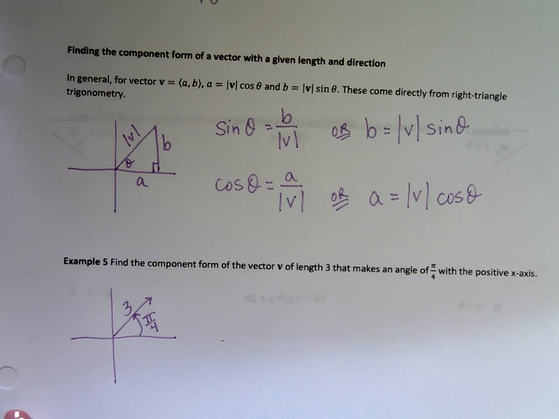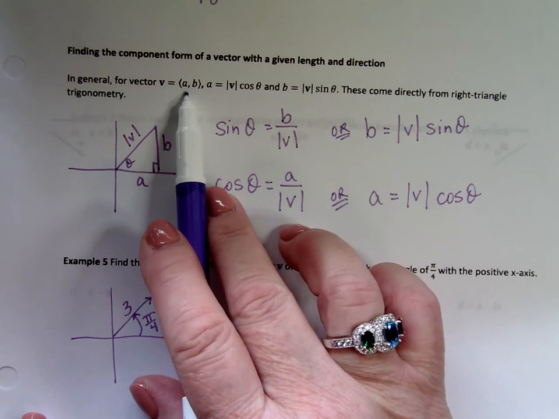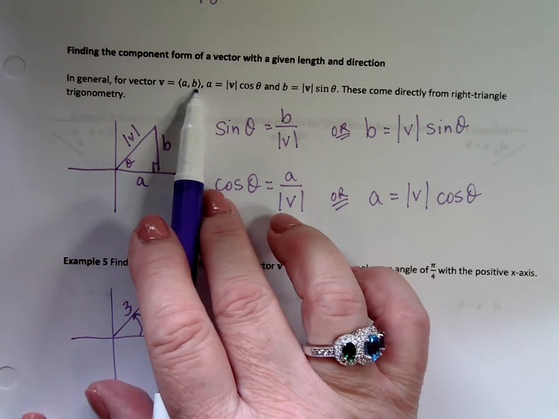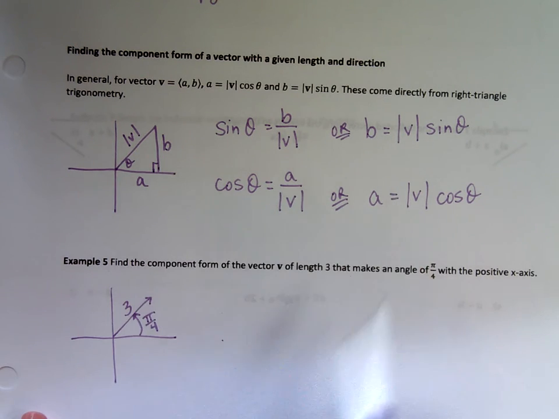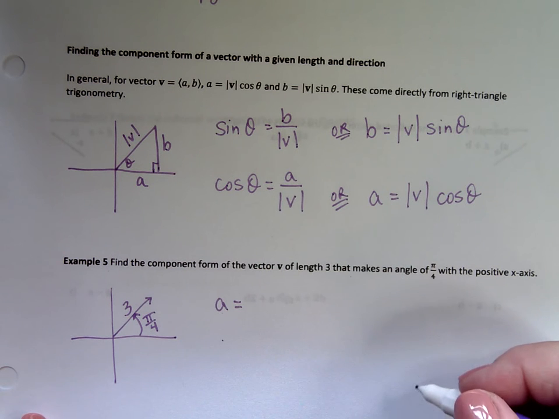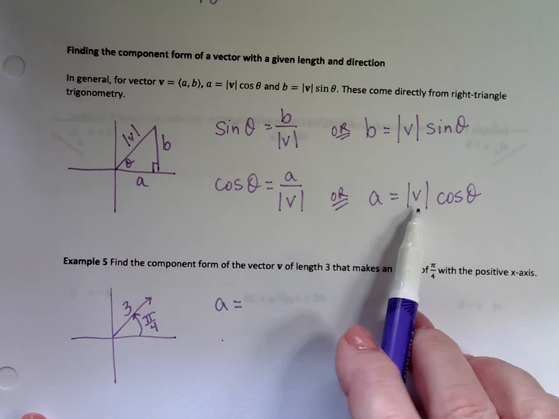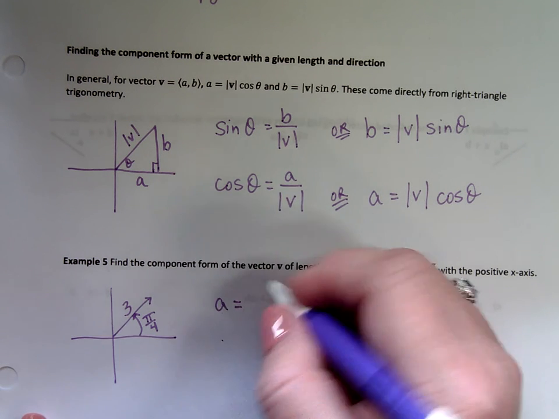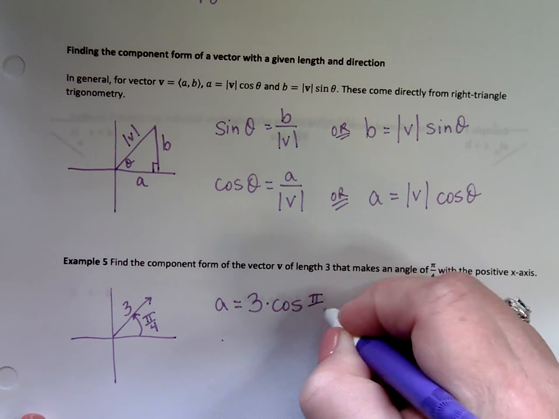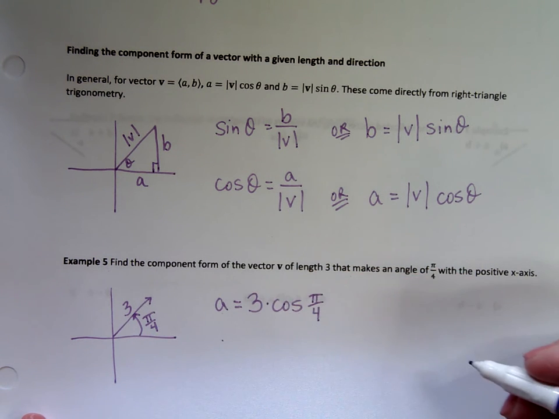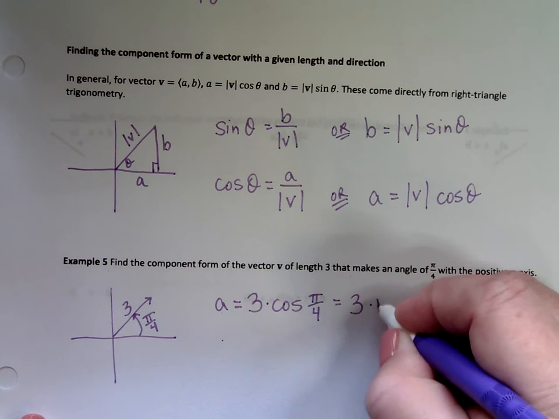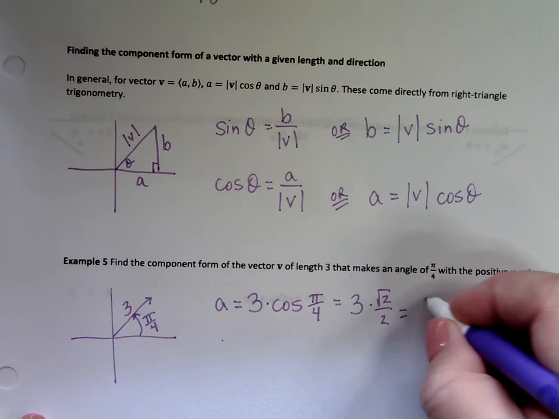Well, sure you can, because the vector is made up of A, this guy, comma B, this guy. So if I have that information, I know that A is the magnitude of the vector, 3, times the cosine of the angle. Well, the cosine of pi over 4, right? Let's keep going with that. Do you know what the cosine of pi over 4 is? I hope you're saying yeah. Square root of 2 over 2. So this guy is 3 square root of 2 over 2.